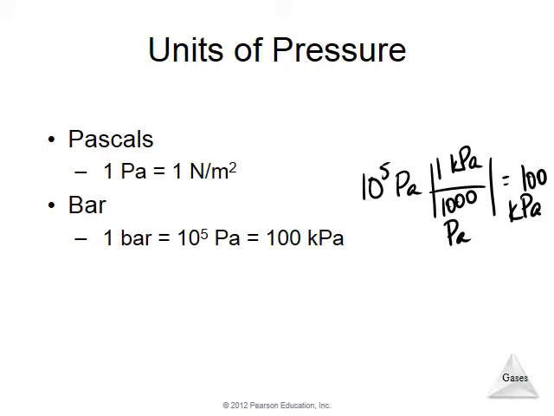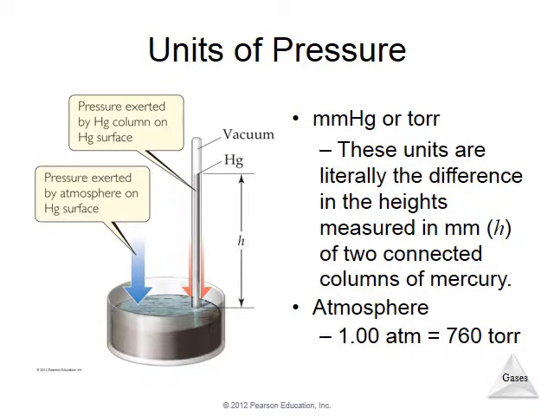Okay? We tend to use a couple of other units, and the units that we're going to use are atmospheres of pressure. We're going to talk about millimeters of mercury, and we're also going to talk about torr. All right? Those are the ones that we're going to use most often. Okay, so let's talk about how we measure that pressure. We measure pressure using something called a barometer.